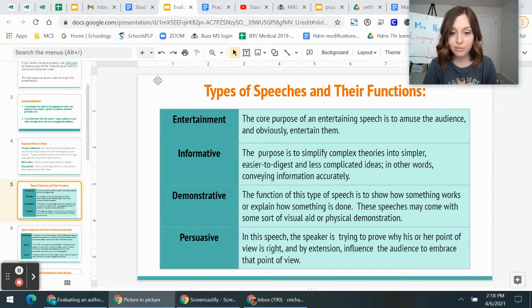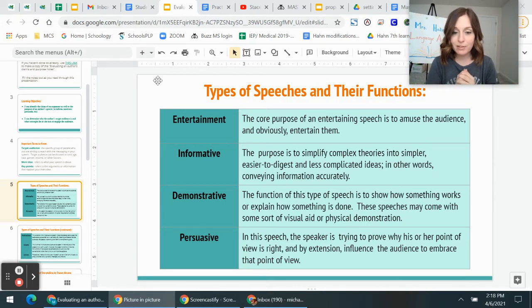Third is demonstrative. So think of the word demonstrate. The function of this type of speech is to show how something works or explain how something's done. These speeches may come with some sort of visual aid or physical demonstration. So I might do a demonstrative speech where I show you how to build something, and I might be building that thing or teaching you strategies on video or during the speech.